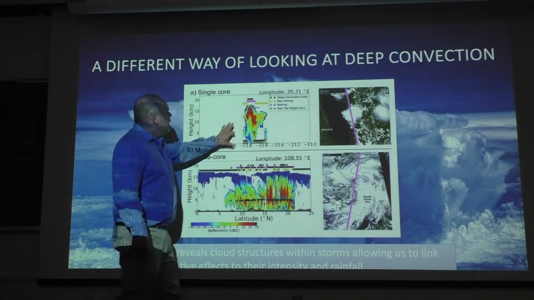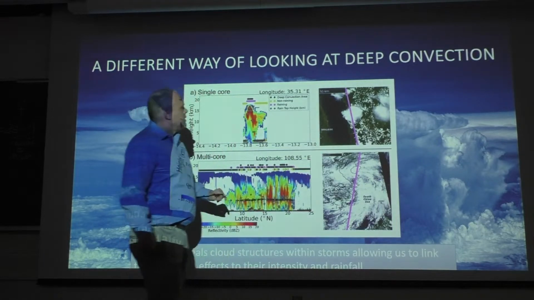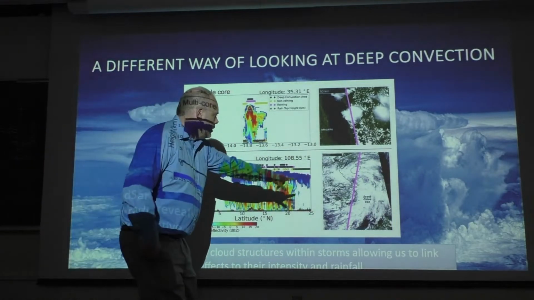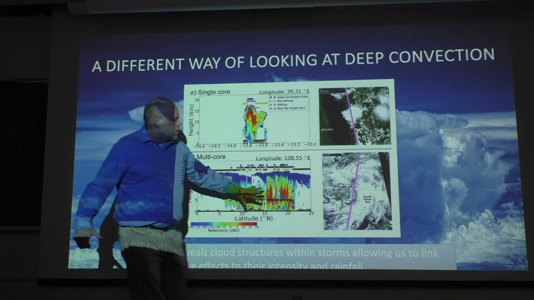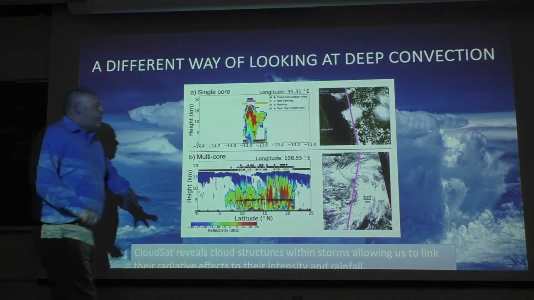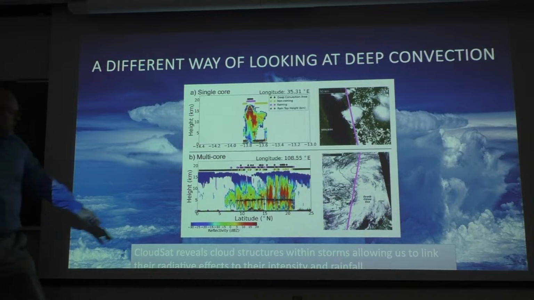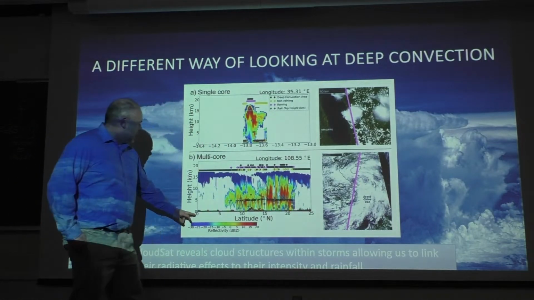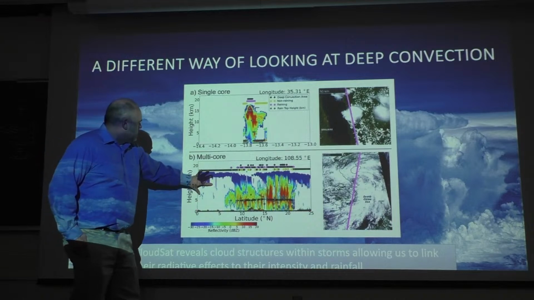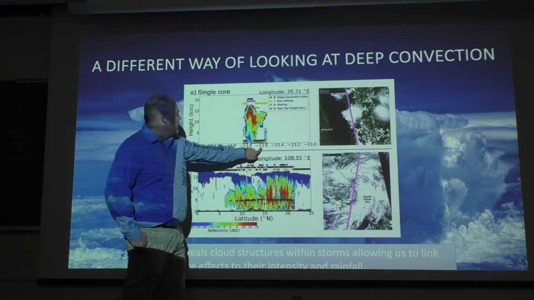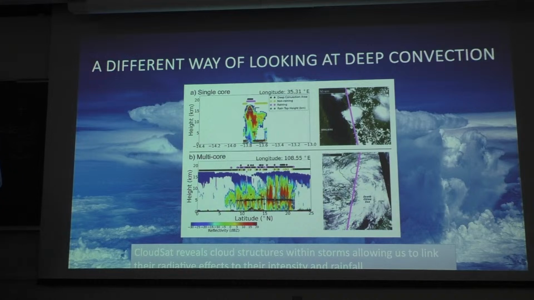The two different images here: this is just an isolated convective system over Africa. This is another one in the South China Sea, a much larger complex of convection, probably associated with a much bigger synoptic scale system. Notice the scale here, 25 degrees of latitude on this large multi-core convection system versus 0.2 degrees of latitude for the isolated system. And so what we've been doing is using these observations to understand how the radiative effects of these clouds differ as a function of how intense they are and whether they have one core or multiple cores.